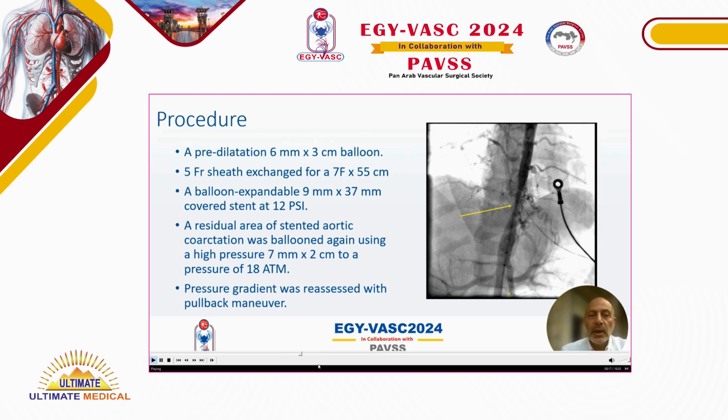At that point in time, we decided to test with a small balloon dilatation to check the compliance. A 6 mm by 3 cm balloon was used for pre-dilatation, and there was a good response in forming of the balloon, but expectedly there was a recoil of the stenosis. At that point, we decided to proceed, so the sheath was changed for a 7 French long sheath.